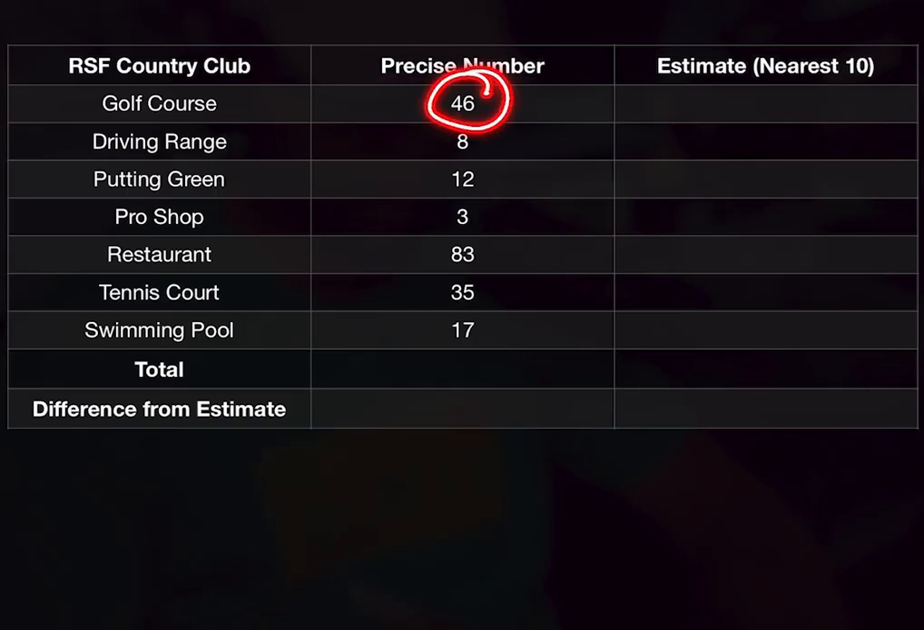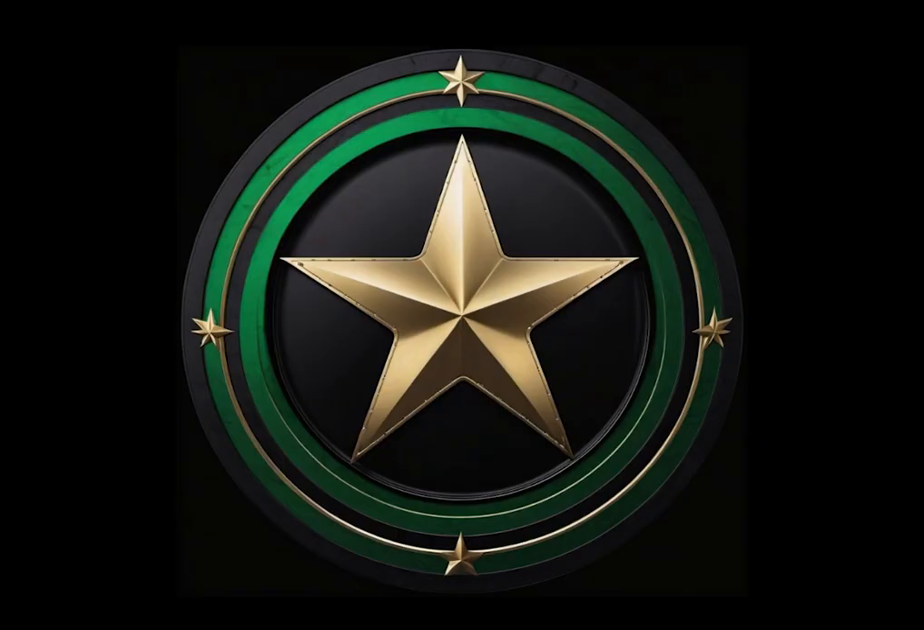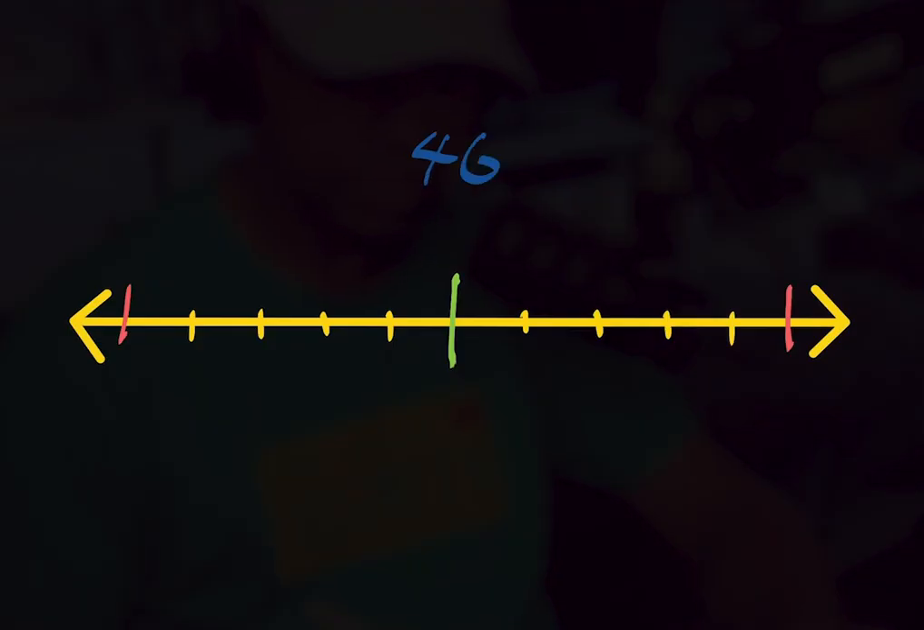The first piece of data that we're going to examine is the fact that there are 46 people golfing, and then we're going to look at the 3 people in the pro shop, and finally, we're going to look at the tennis court. How many people are playing tennis? We'll round each of these to the nearest 10, and you will finish the rest of them on your own. I'll also do it, and you can check back and see if your answer was correct.